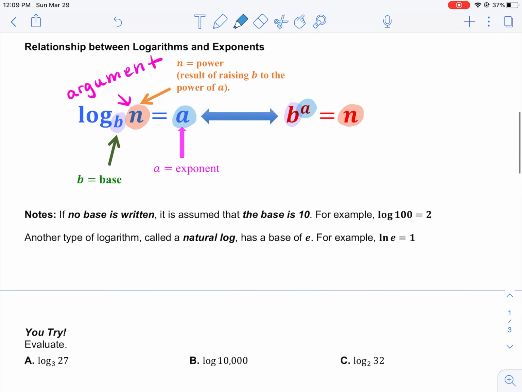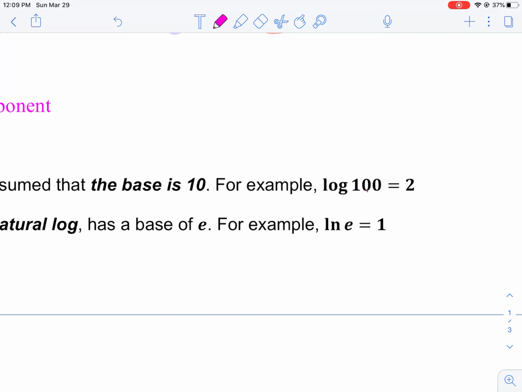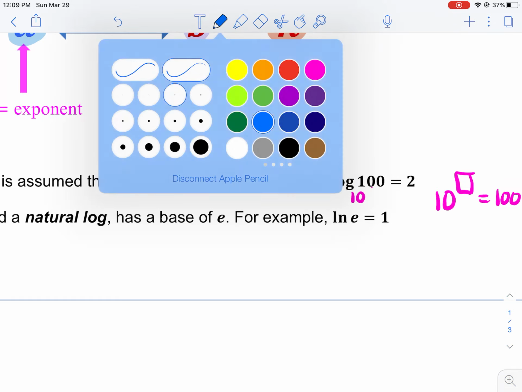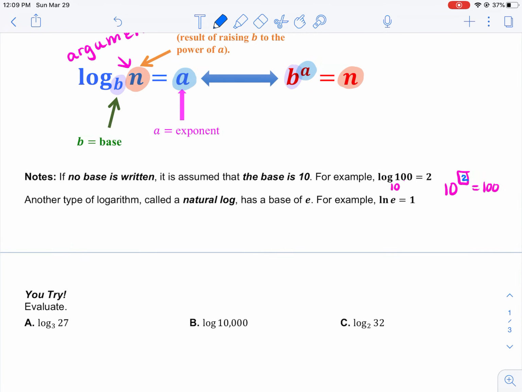Now, a couple notes. If no base is written, it is assumed that the base is 10. So the example says log of 100 equals 2. Notice log of 100, you don't see a base there. So how do we know that equals 2? Well, if you have no base, then we assume the base is 10. So the reason log of 100 equals 2 is because 10 squared equals 100. Remember, when we evaluate that log, we're trying to figure out 10 to what power is 100, and so that would equal 2.